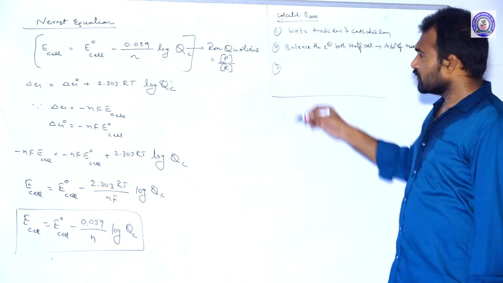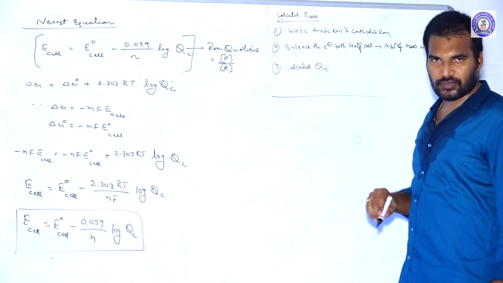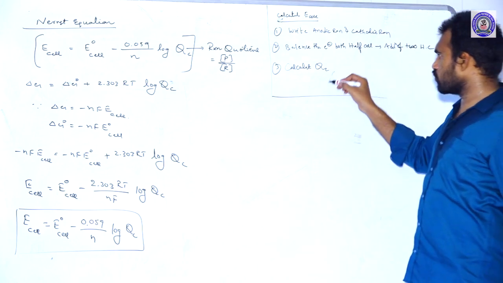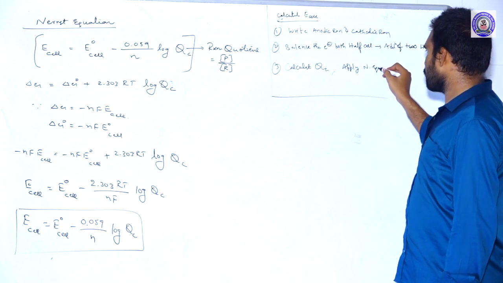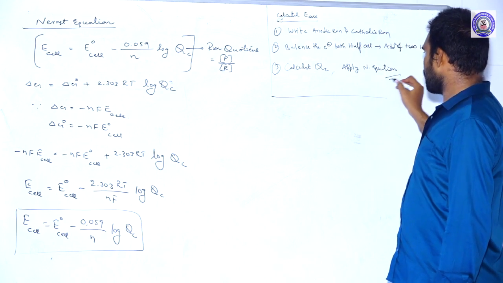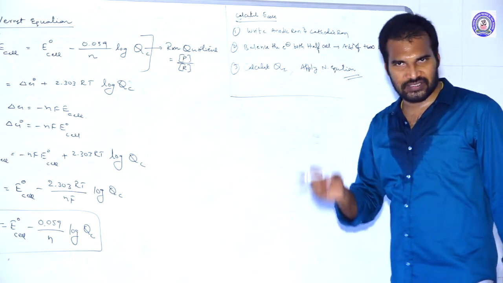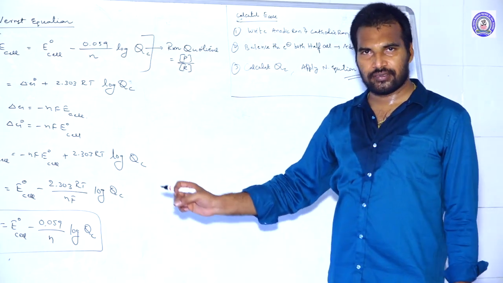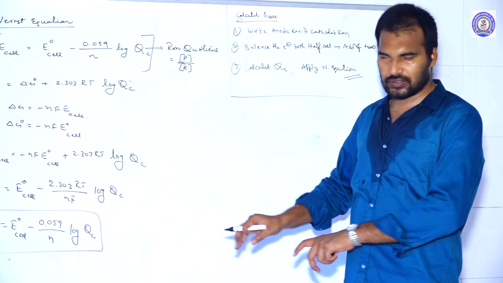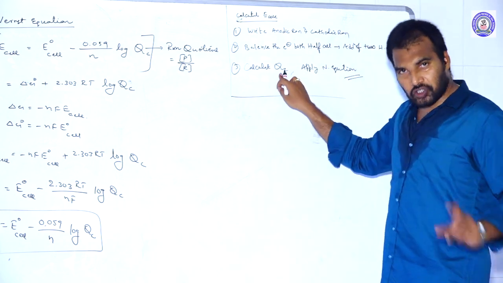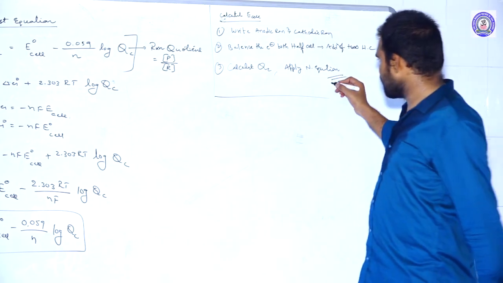After that, calculate QC of the above cell. After you add this, just calculate the QC and then apply the Nernst equation. These are the three steps. If you follow these three steps, then you will feel very comfortable calculating the E cell. First write the anodic and cathodic reactions, balance the electrons, then add both half cells. After you add this, calculate the QC of the overall cell and then apply the Nernst equation. So these are the three steps.